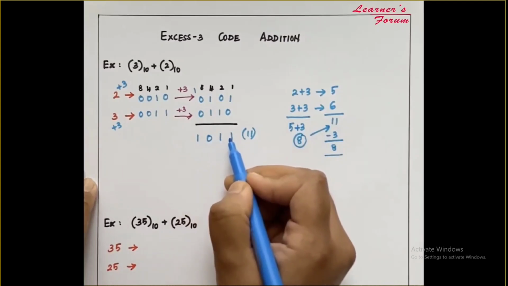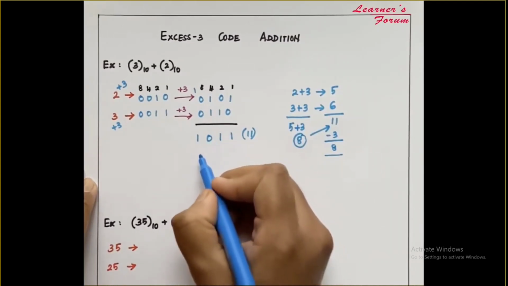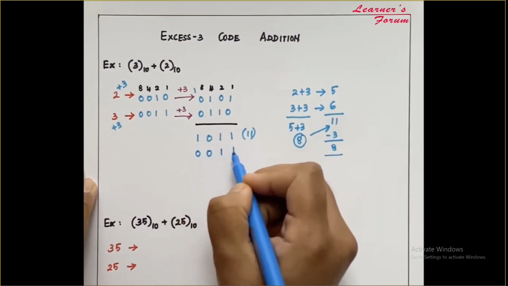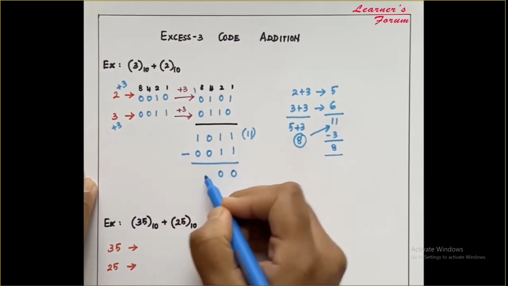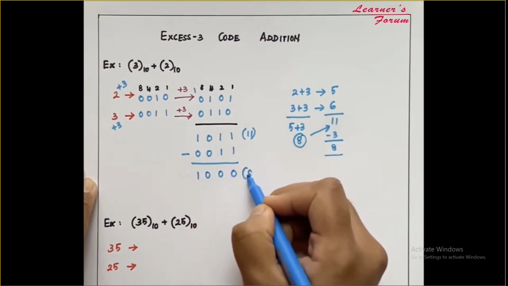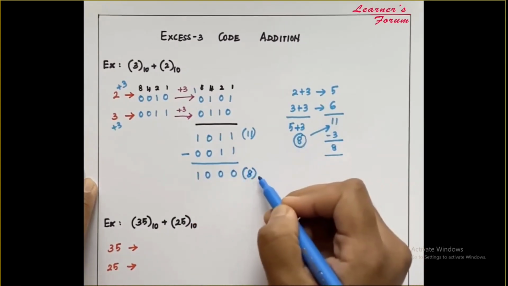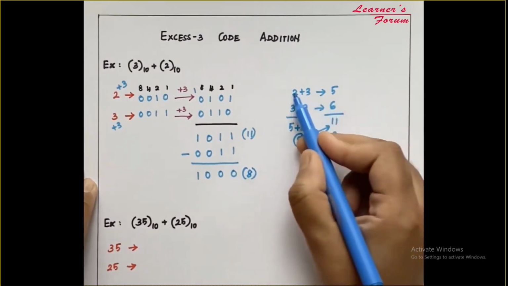So here 1011 is 11. Here we have to subtract 3 from this given value. 3 can be represented as 0011. So doing the subtraction, we get 1000, which means 8 will be represented, which means we have got the answer. So this is the procedure to perform excess-3 code addition.